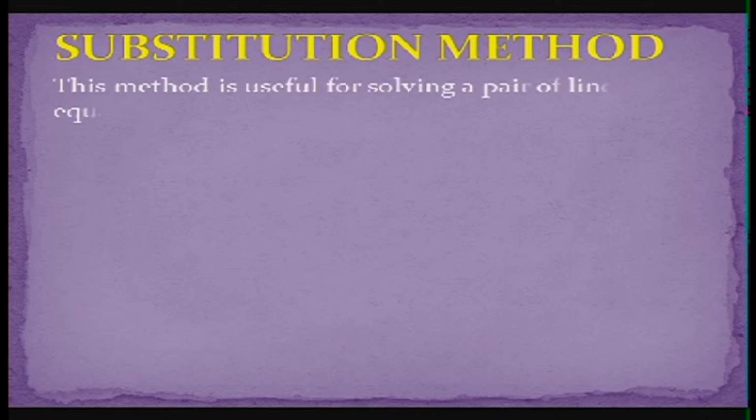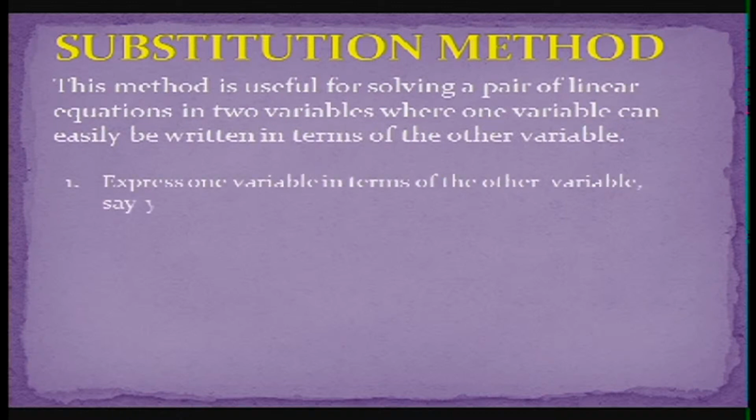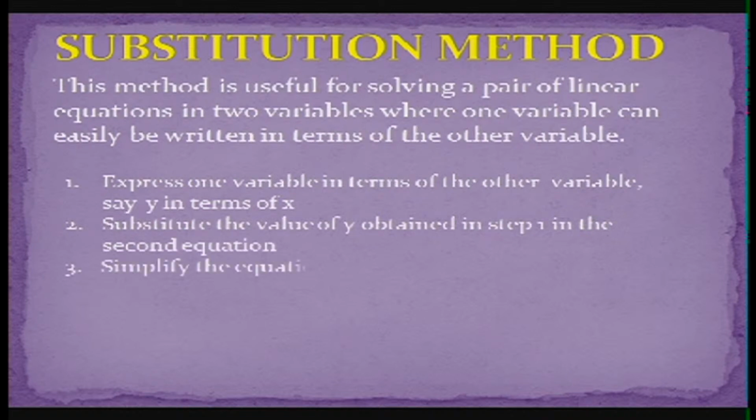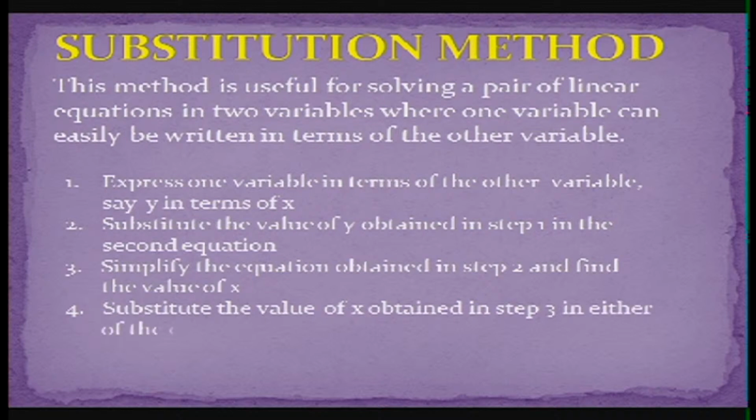In this method, what are we trying to do? This method is useful for solving a pair of linear equations in 2 variables, where one variable can easily be written in terms of the other variable. For that, first step is express one variable in terms of the other variable, say y in terms of x. In second step, substitute the value of y obtained in step 1 in the second equation.